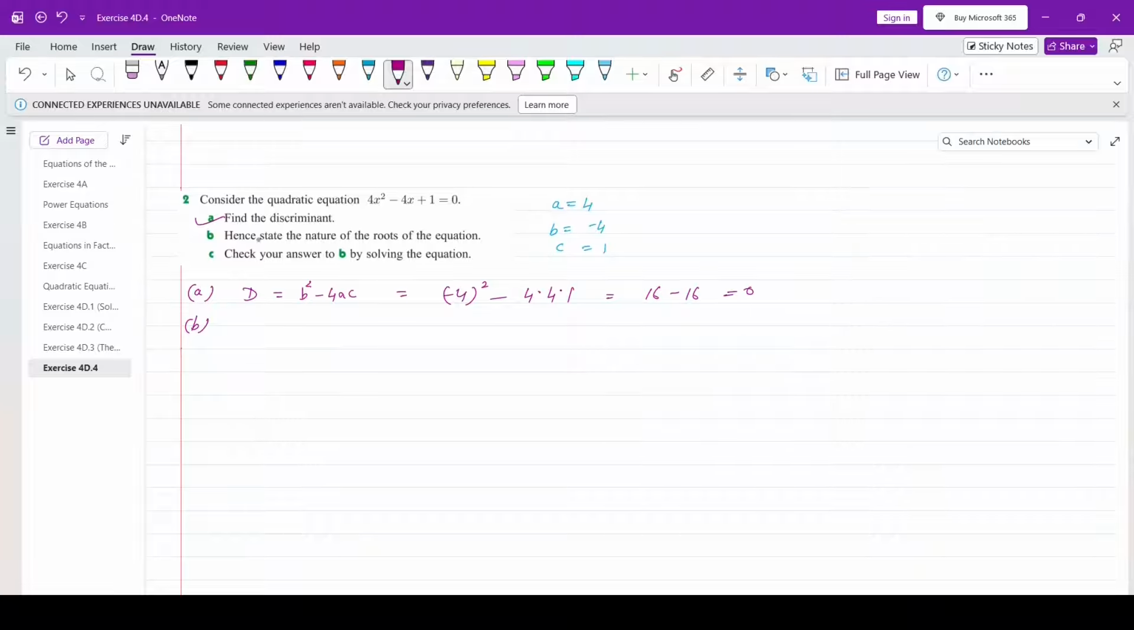B. Hence state the nature of the roots of the equation. We know D is equal to 0, hence the equation has one real root, or we can say the equation has repeated roots.